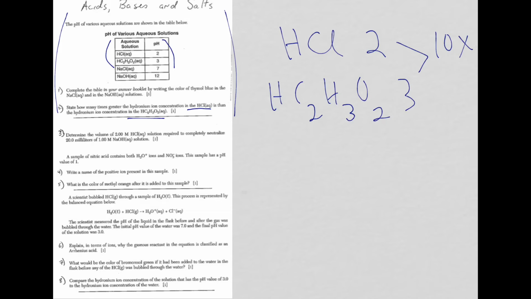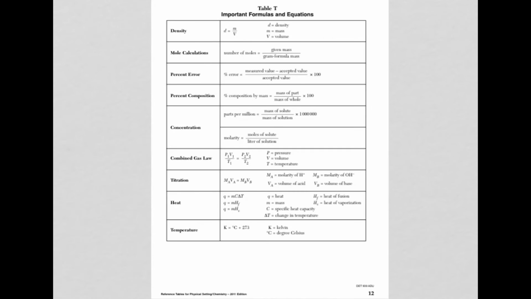It says, determine the volume of 2 molar HCl solution required to completely neutralize 20 milliliters of 1 molar NaOH. Okay, this is the only math problem when it comes to acid-base chemistry. So we need the titration equation. So let's take a look. The titration equation is on reference table T. So if we go ahead and take a look over here, we go down, here it is.